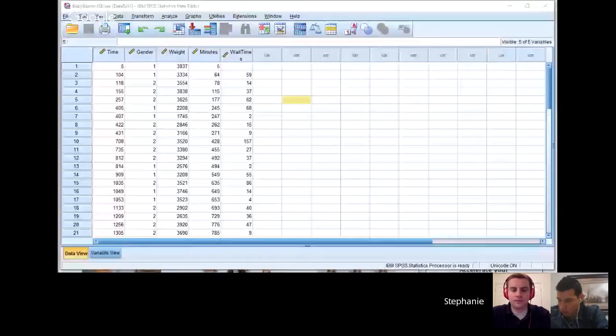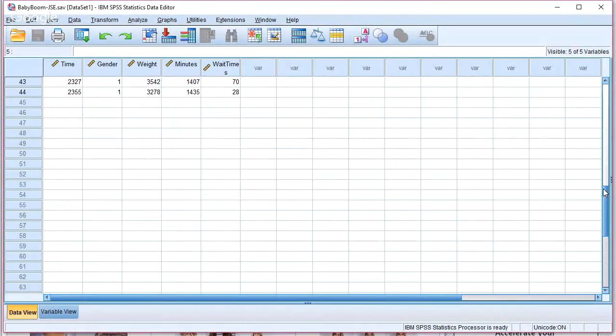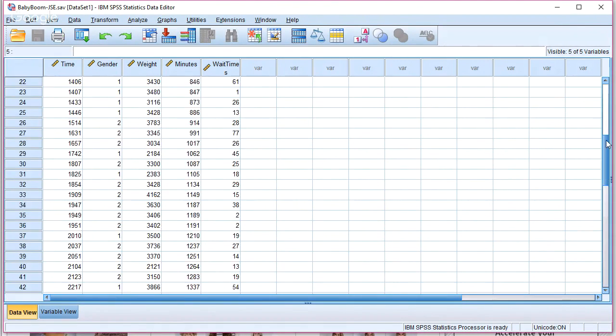Okay, so if you see this full data set here, it goes all the way down to line 44. Let me show you what I did, because it's telling you to only take values from 59 to 61.